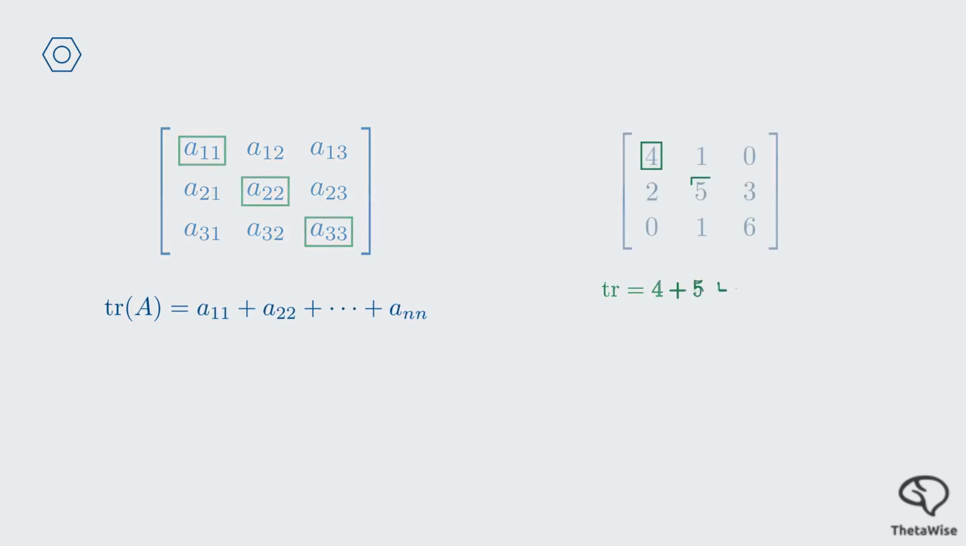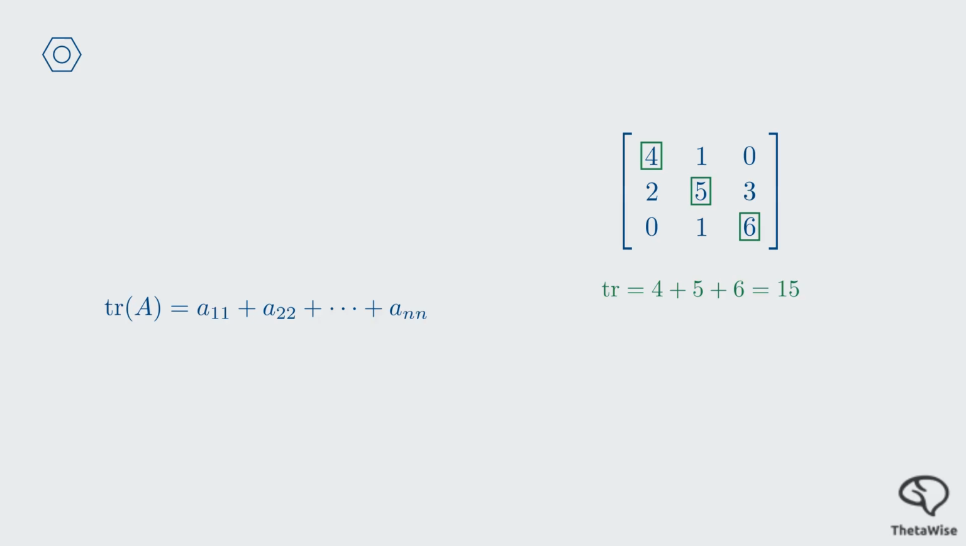The trace is linear. The trace of A plus B equals the trace of A plus the trace of B, and the trace of cA equals c times the trace of A. A useful cyclic property is trace of AB equals trace of BA. For several factors, we may cycle the factors without changing the trace, although we must not arbitrarily reorder them.